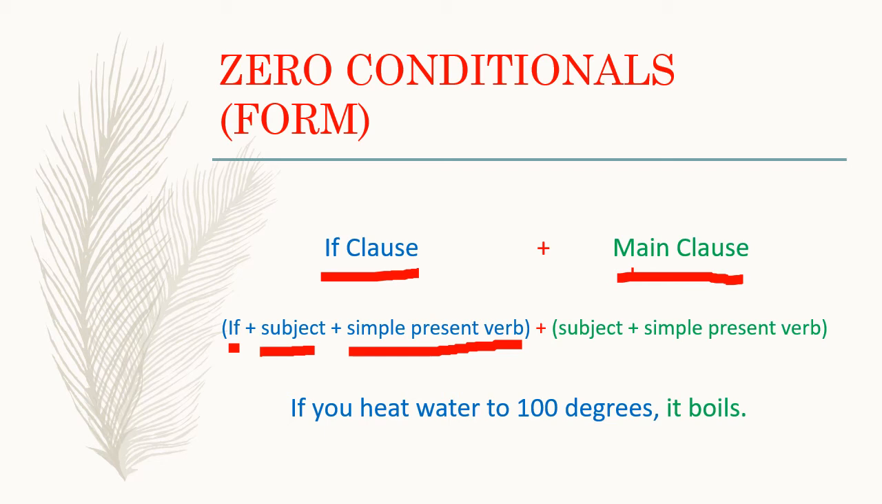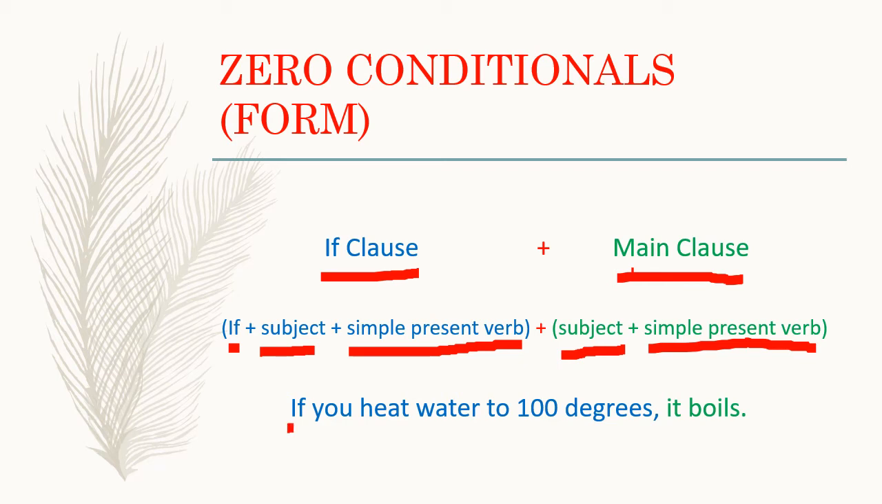What happens in your main clause? You have your subject followed by simple present verb. Okay? So in the zero conditional, your verb in the if clause and your verb in the main clause, both of them are in the simple present verb. Okay? Look at the example. If you heat water to 100 degrees, it boils. That statement is an example of a zero conditional.